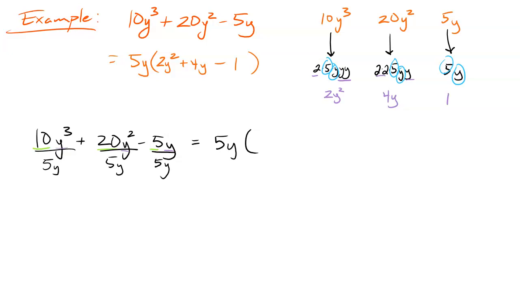So 10 divided by 5 would be 2. Y cubed divided by y1, this is like when we did the subtraction of the powers, so this is like y squared. There's 2 left. Plus 20 divided by 5 is 4. Y squared divided by y1, you subtract the powers and get y1. And then 5y divided by 5y is the same thing, so it's 1.